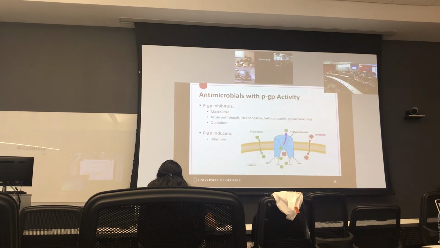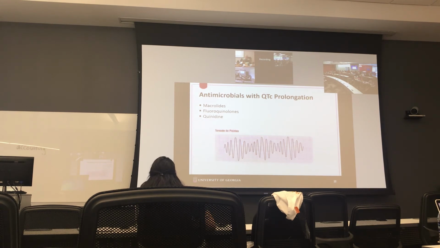Okay, so we also talked about several classes that inhibit or induce P-glycoprotein. Our macrolides, azoles, and quinidine all inhibit P-glycoprotein activity, and rifampin induces P-glycoprotein. We've also talked about several agents that have QT prolongation. Macrolides, fluoroquinolones, and quinidine are all antimicrobials that cause QT prolongation. I know you've talked about QT prolongation previously in this course and talked about other agents. So when we're looking at the antimicrobials here, you'll also want to be aware of other common agents that can cause QT prolongation, so antipsychotics, some antidepressants, and other agents.